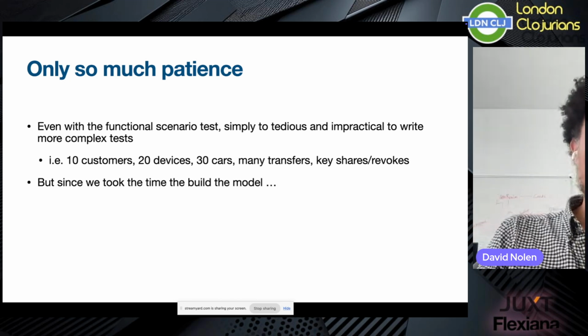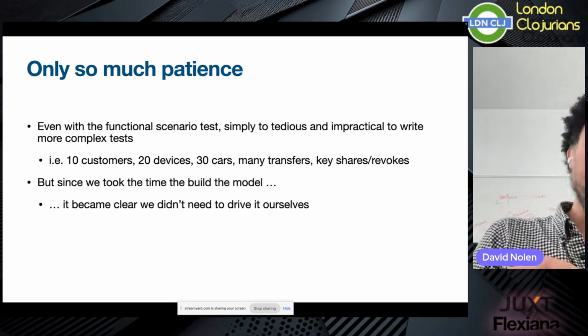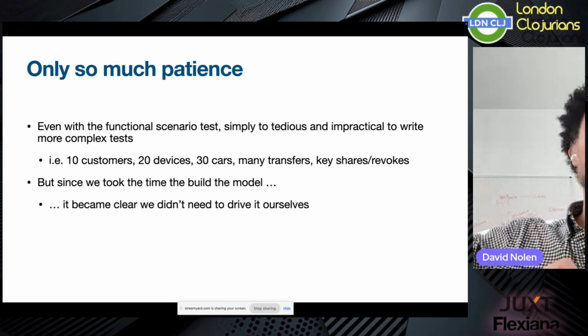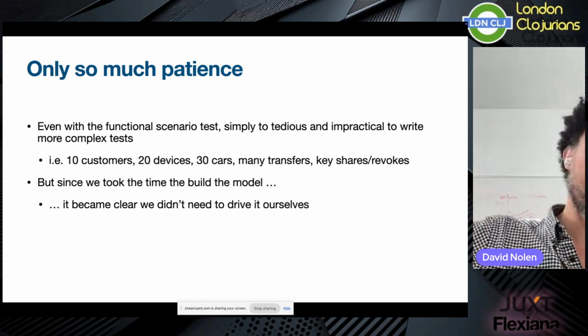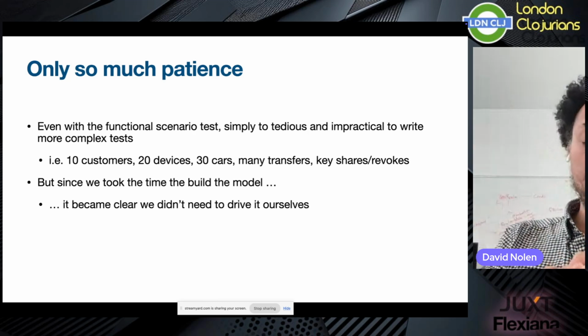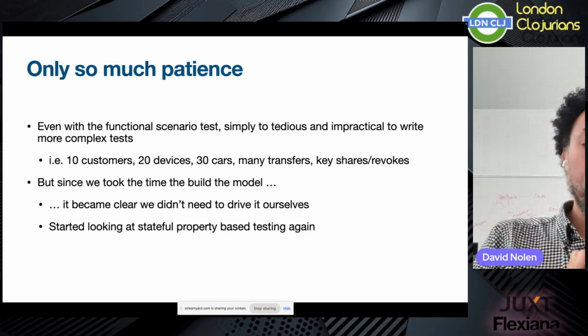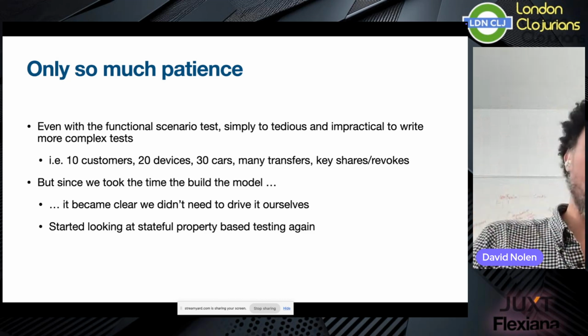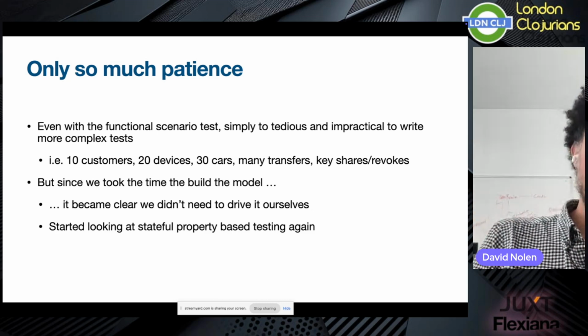But since we took the time to build the model, it became clear that we extracted the value we needed. We had better unit tests. They were easier to write. They were easier to convert from the tickets. But we also reached the point where we didn't have to drive this ourselves. And that's really the moment, once we had completed that work, that we started looking at stateful, property-based testing again.